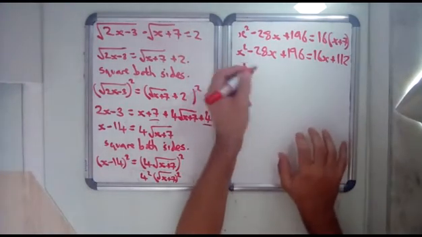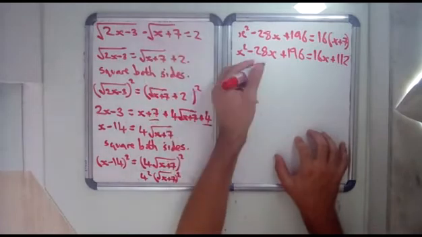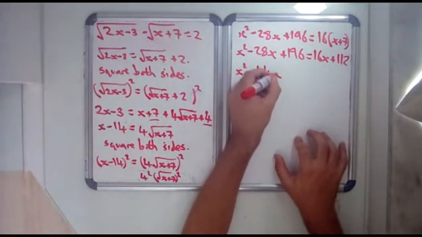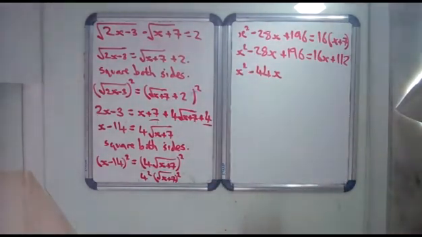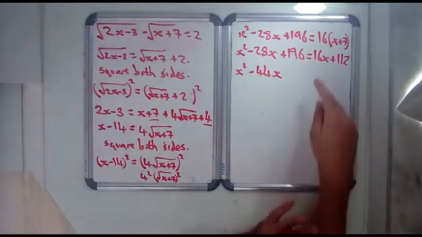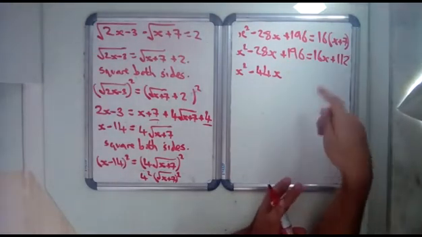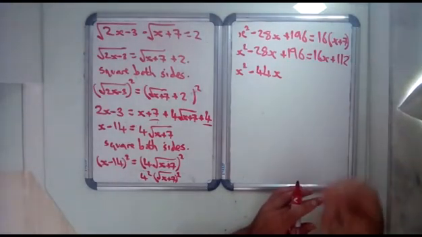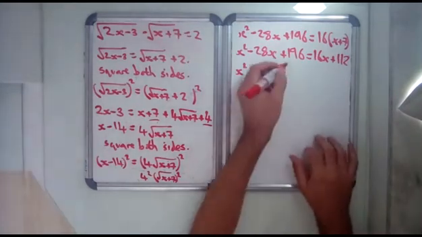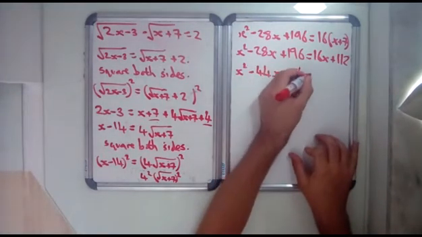28 plus 16 is 44, so minus 28 minus 16 must be minus 44x. You've got 196 minus 112. Well, take away 100, take away 10, take away 2, so that will be 196, 96, 86, 84. Plus 84 equals 0.